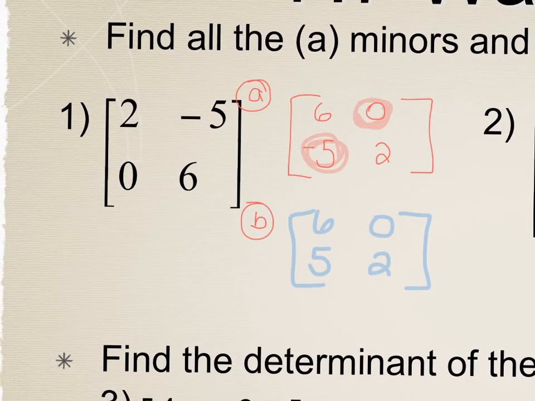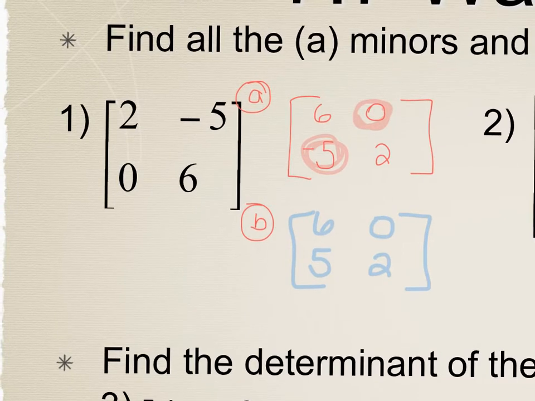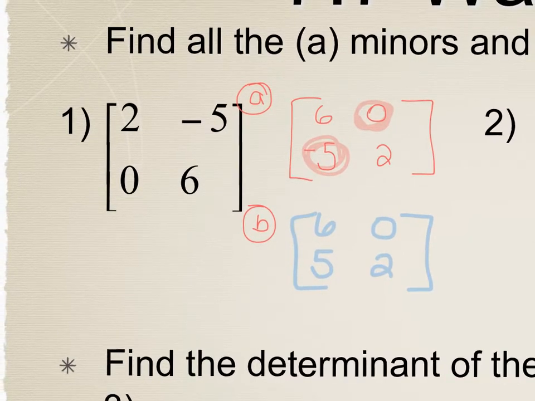Questions on those? Yep. So for the minors, you just switch all the places of the diagonals, right? For the 2x2, when I cross through the row and the column that 2 is in, all that's left is 6. The same thing happens if I cross through the row and the column that -5 is in. All that's going to be left is that 0. So that only holds for the 2x2.